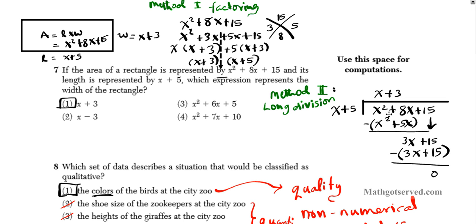Another way you can do this is you take the area polynomial and divide it by the length, which is x plus 5, using long division of polynomials. You divide it out, and you have x plus 3, and that represents the width of your rectangle.